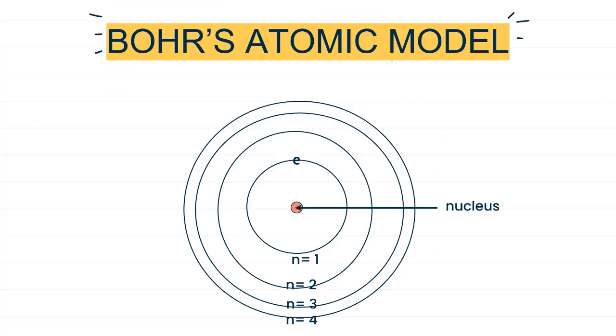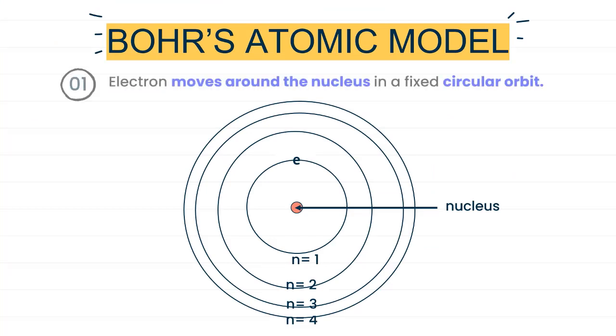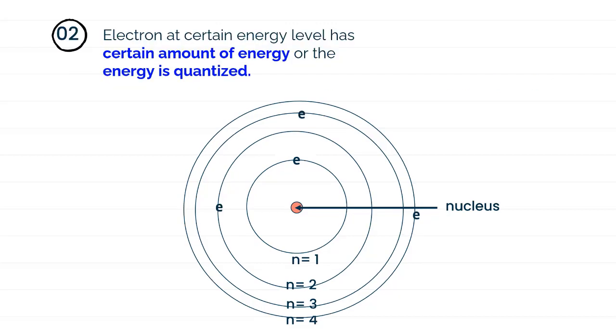Bohr's model of the hydrogen atom can be explained by using 4 postulates. First, he said that electrons move around the nucleus but only in prescribed orbits where the distance is fixed. Next, he emphasized that the potential energy of electrons of a hydrogen atom at a certain energy level is quantized. This means an electron can only inhabit a certain energy level at a time and it has a specific energy.